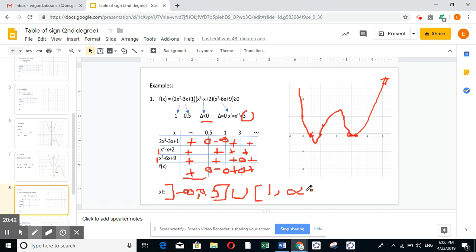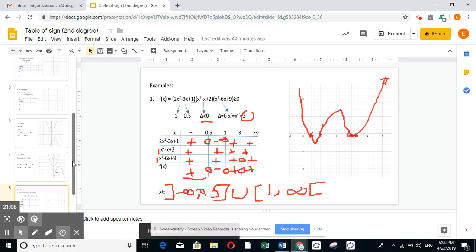Why till infinity? Because this point, which is 3, is included. If this point wasn't included, you have bigger, so you must write from 1 open, you don't have equal, I mean, till 3 open, union 3 open till infinity. Because I have it included, is equal to 0, so I can write it in one interval. So the domain will be from minus infinity till 0.5, this part above, and from 1 till infinity.